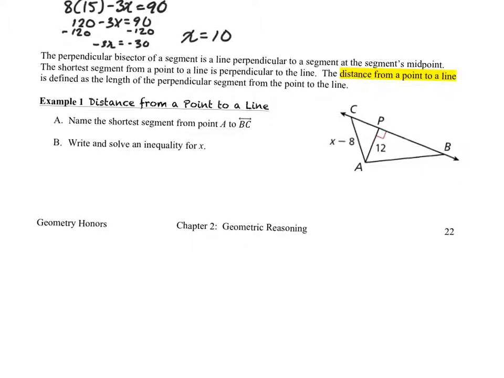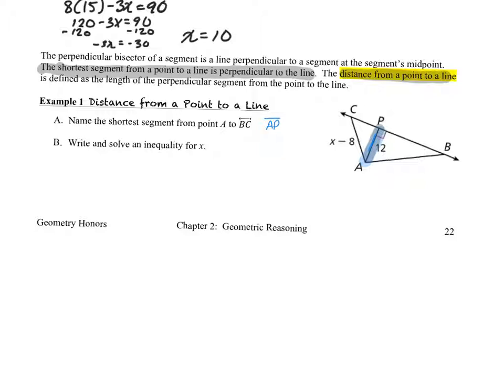Okay, what's important from this paragraph is the shortest segment from a point to a line is perpendicular to the line. So the line that's perpendicular is the shortest segment, like in this case, AP. The distance from a point to a line is defined as the length of the perpendicular segment from the point to the line. So example 1a, name the shortest segment from point A to line BC. Well, from point A to line BC, the shortest would be that perpendicular line segment, AP.